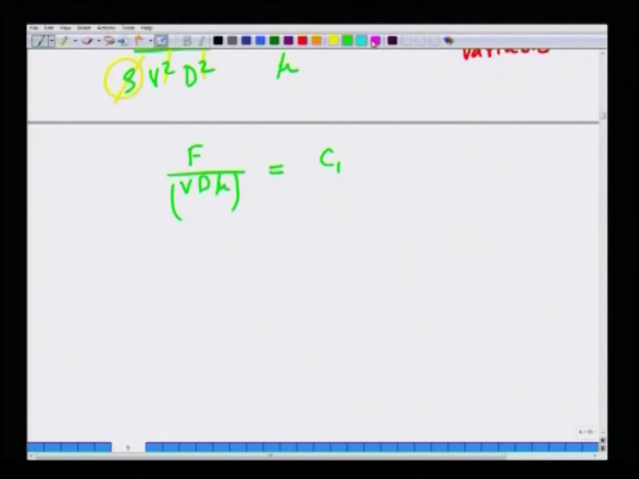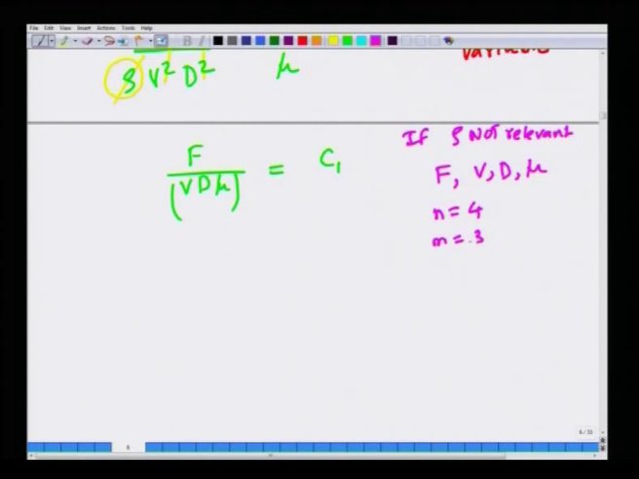So, if rho is not relevant, you have only 4 variables f, v, d, mu. So, n is 4, you have 3 fundamental dimensions, you have therefore, n minus m is only one non-dimensional group as per pi theorem.